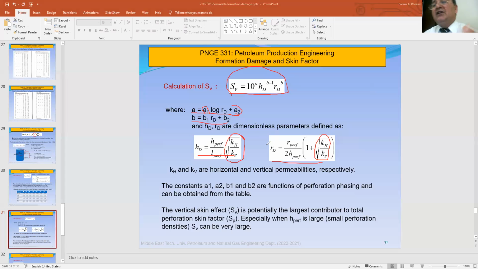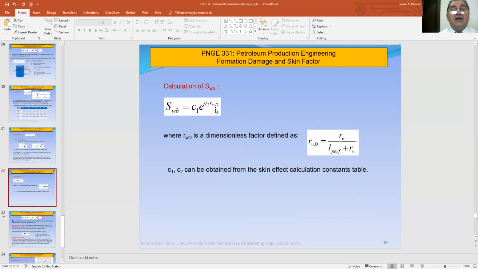So now we know how to calculate S sub H, the plane flow effect. We know how to calculate S sub V, the vertical convergence effect. Now we're going to go with the wellbore effect. The wellbore effect is calculated by this model. So the skin factor of the wellbore, S sub WP, with C1, C2, RW, and RWD. What are C1, C2? Both of them are taken from the table given by Karakash and Tariq, 1988, while RWD is RW divided by the length of the perforation plus RW.